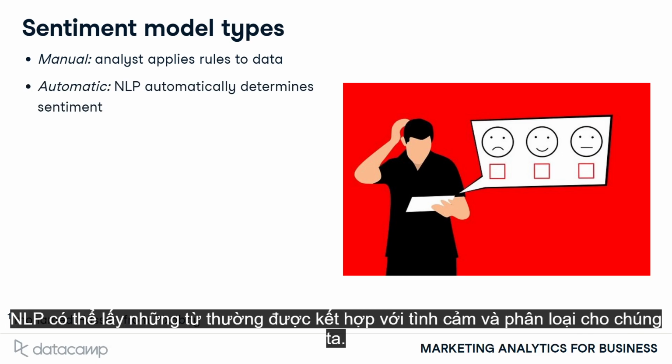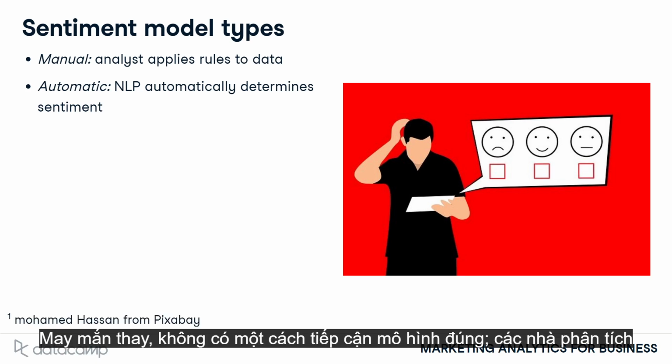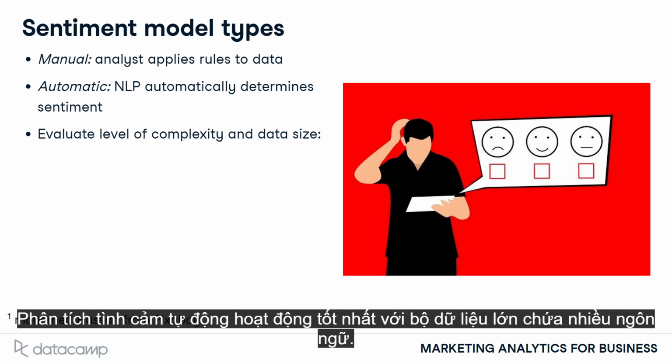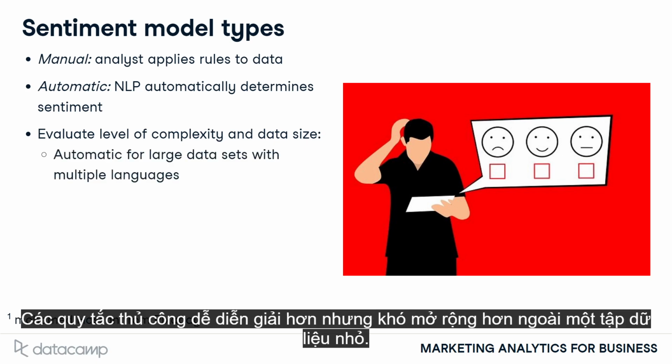NLP can take words that are commonly associated with sentiment and classify for us. Fortunately, there's no one right modeling approach. Analysts should evaluate the level of complexity and size of the data first. Automatic sentiment analysis works best with large datasets containing multiple languages. Manual rules are easier to interpret, but are harder to scale beyond a small dataset.